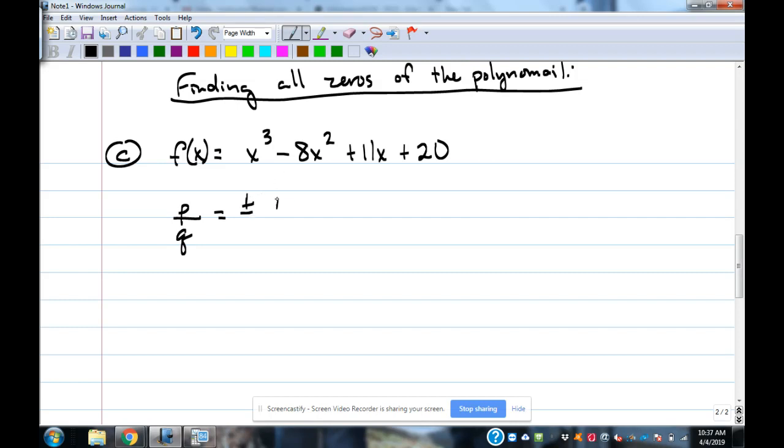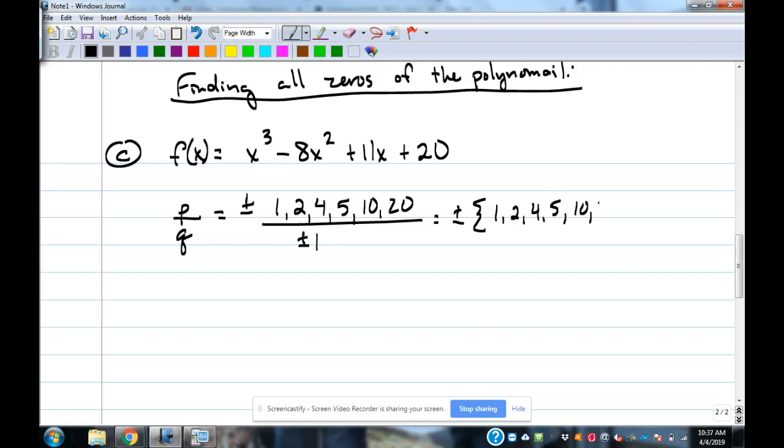Factors of 20, which would be 1, 2, 4, 5, 10, and 20. On the bottom, factors of 1. So that makes this list pretty easy. The list of possible rational zeros are only 1, 2, 4, 5, 10, or 20. If it crosses the x-axis at a rational number, it will be one of those. Positive 1, negative 1, positive 2, negative 2, positive 4, negative 4, and so on. It'll be in that list. That's what we're finding when we make that list.